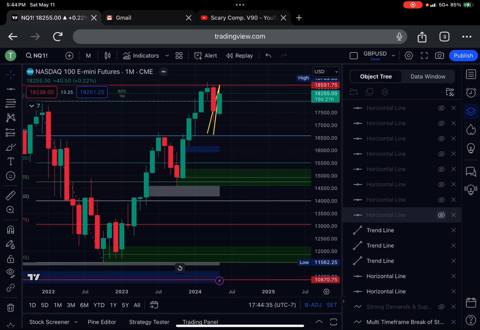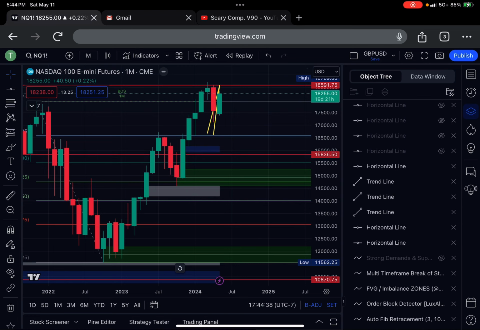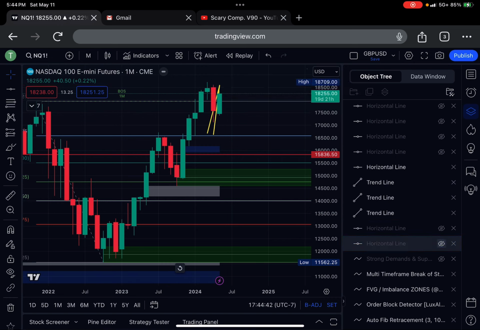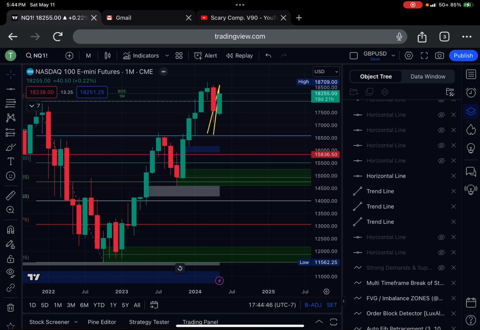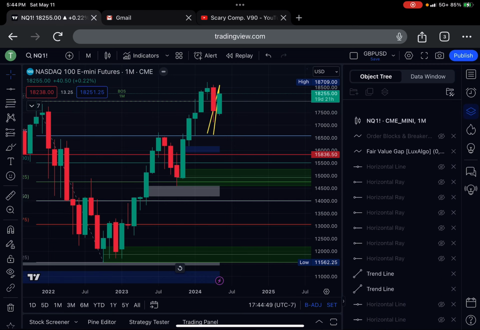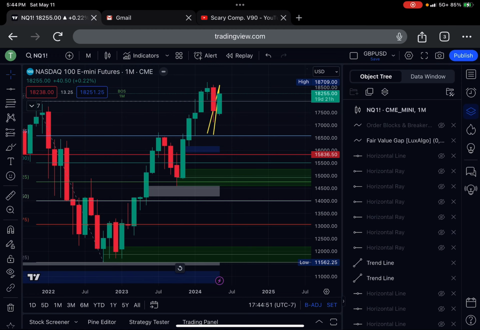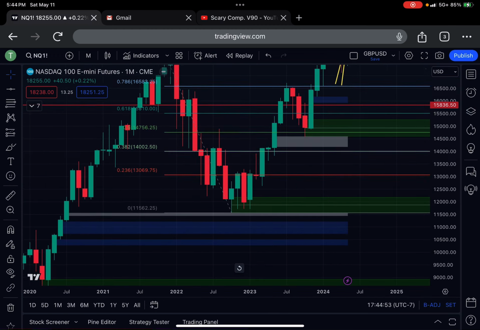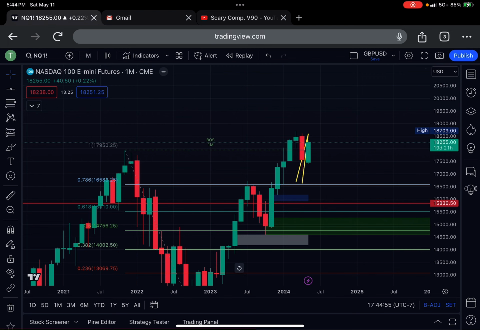Actually, keep that one. The reds, I'll keep the reds. Turn off this horizontal line. Turn off that horizontal line. The trend line stuff could stay. And there we go. So it's a little fresher now. Okay, so let's explain this.